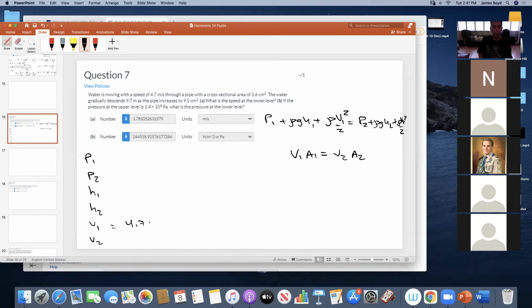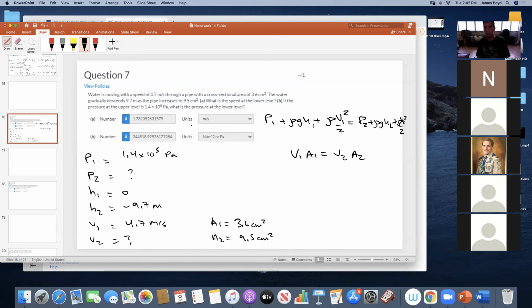So V1 is going to be 4.7 meters per second with a cross-sectional area of 3.6 centimeters squared. The water gradually descends. So that means that, let's say that H1 is always zero. If it descends, H2 will be minus 9.7 meters. And the pipe increases in cross-sectional area to 9.5 centimeters squared. What is the speed at the lower level? So we want V2. And if the pressure at the upper level is 1.4, what is the pressure at the lower level? So P1 will be 1.4 times 10 to the fifth pascals, and we're going to want P2. But this does really nicely, Wiley asks us the most important question first.